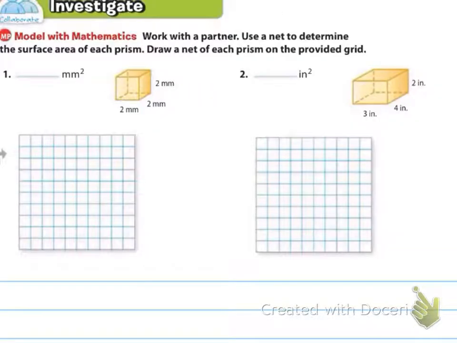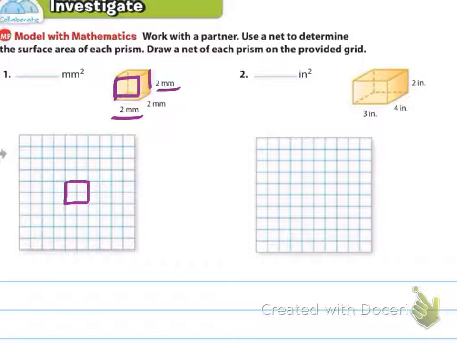All right, so the investigate part, it says that you're going to use a net to determine the surface area of each prism. Draw the net of each prism on the grid provided. Again, the key here is to decide what you're going to start with, and I always start with the front. So if I'm looking at this box here, because it's a cube, this is my front. So my front is a 2 by 2 shape, because I know that if this side is 2, then this side is 2. Okay, so it's a 2 by 2 shape. So in the middle, I'm going to do my 2 by 2, and that's my front.